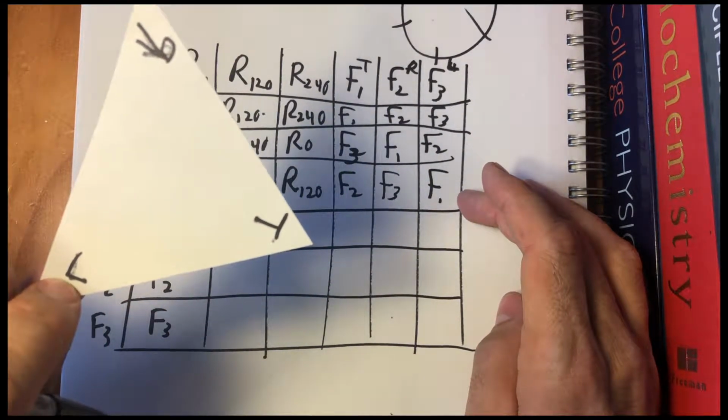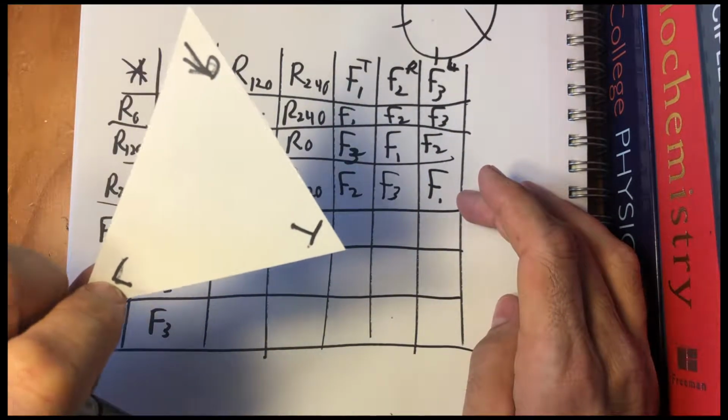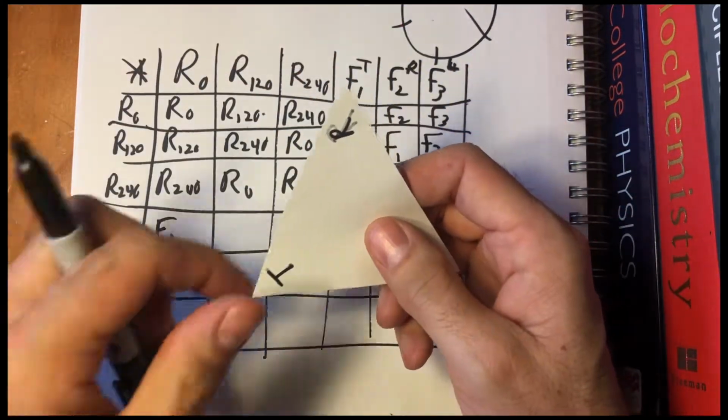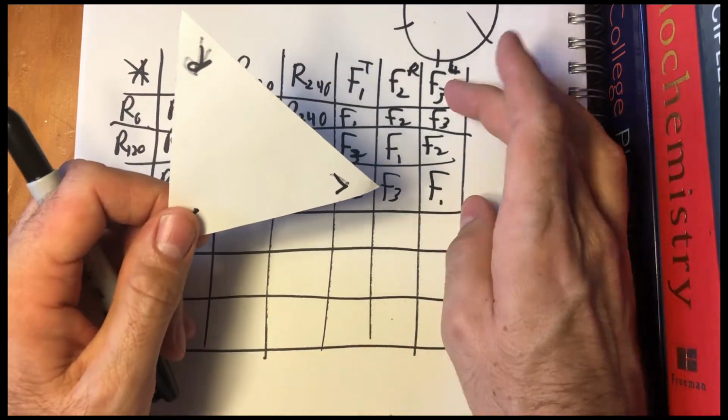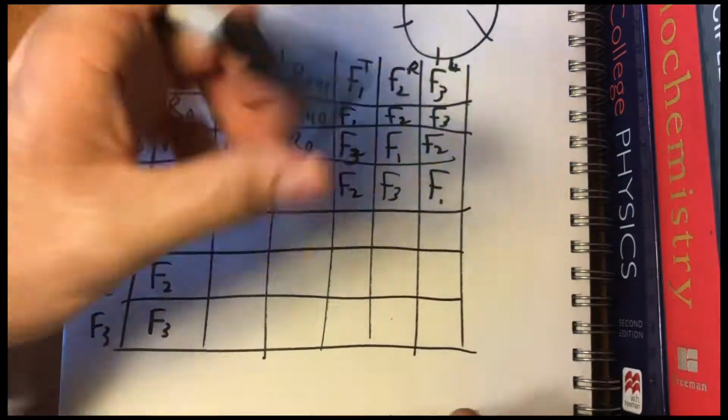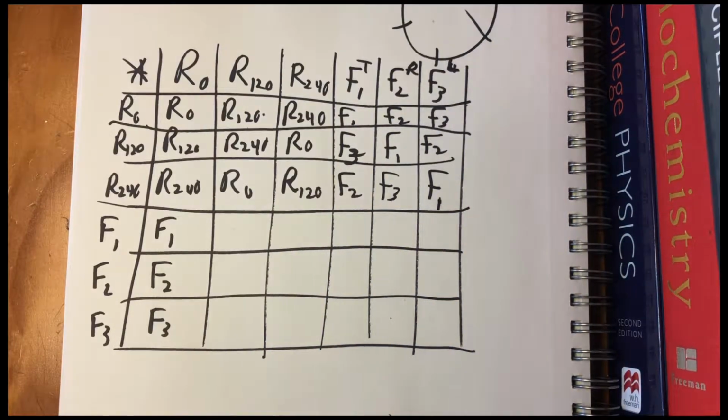Whoop, did I mess something up? No, what am I doing wrong? Go 240 and then flip around the L. Oh, right, and then you have the T at the top. I don't know what I did wrong. Okay, so we got it.